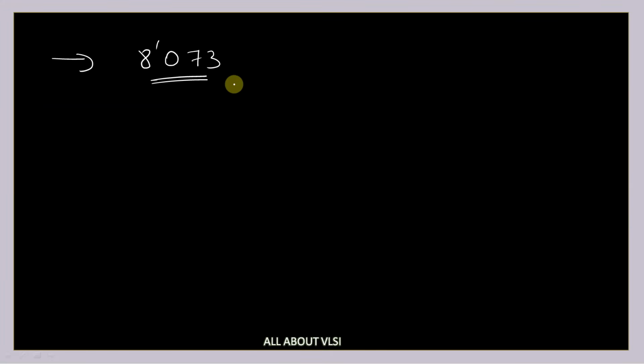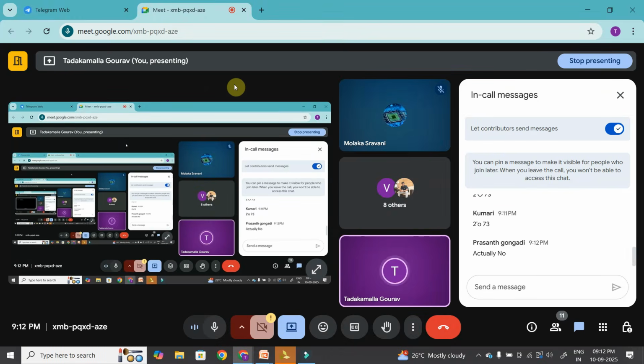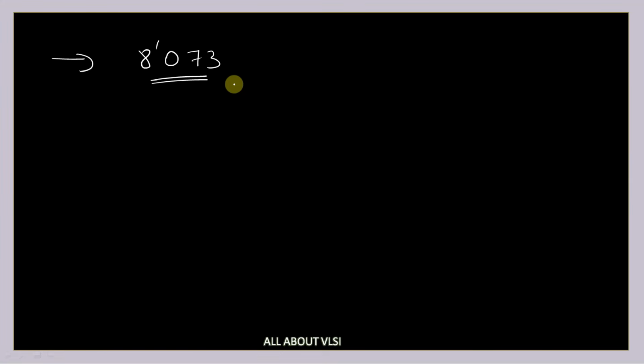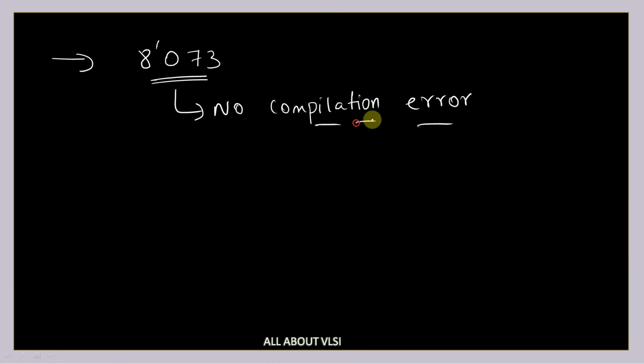If we have written 8'o73, is the compiler going to accept it, or is it going to throw an error? So here there is no problem. There is no compilation error which we are going to get. Okay, no compilation error. The compiler will accept it. Now, how is it going to accept it?